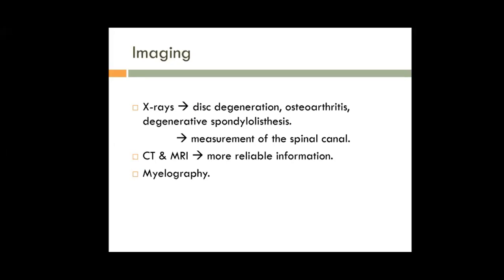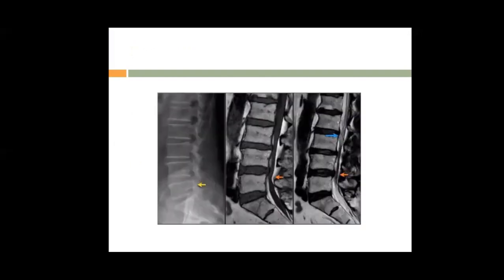Thus, the more reliable information that we always take is from MRI, because we see all the compressive elements inside the canal, either related to the intervertebral disc or related to the ligamentum flavum or facet joint degenerative changes and arthritis. The use of myelography, as we said before, is used when MRI is contraindicated. Here we can see an example.